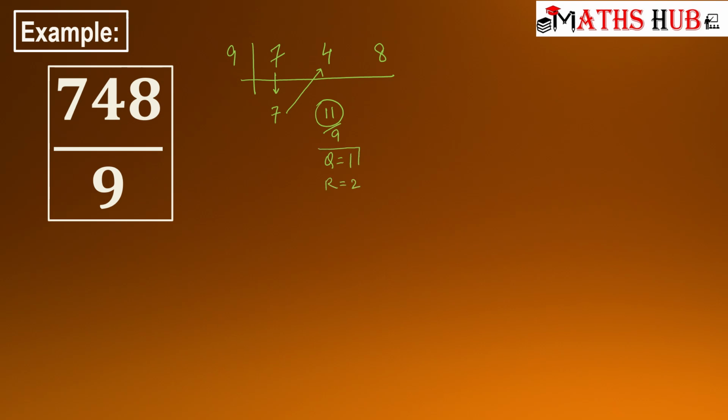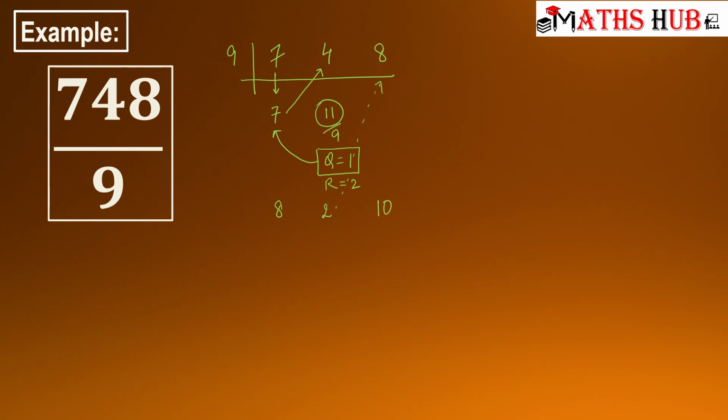So what you need to do? Add this quotient to the previous place. So now the number will be revised to 8. And what is left here? 2 is left here. Right? Now, after 2, you add the next place. So 2 plus 8 is 10.